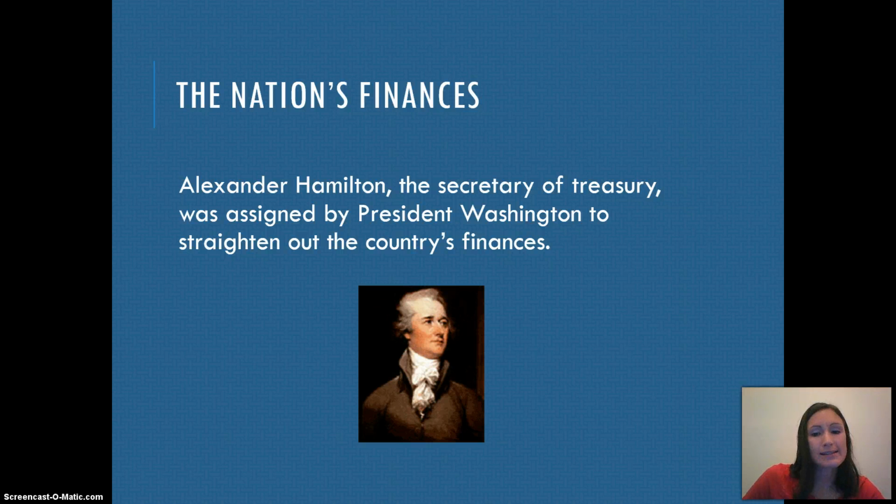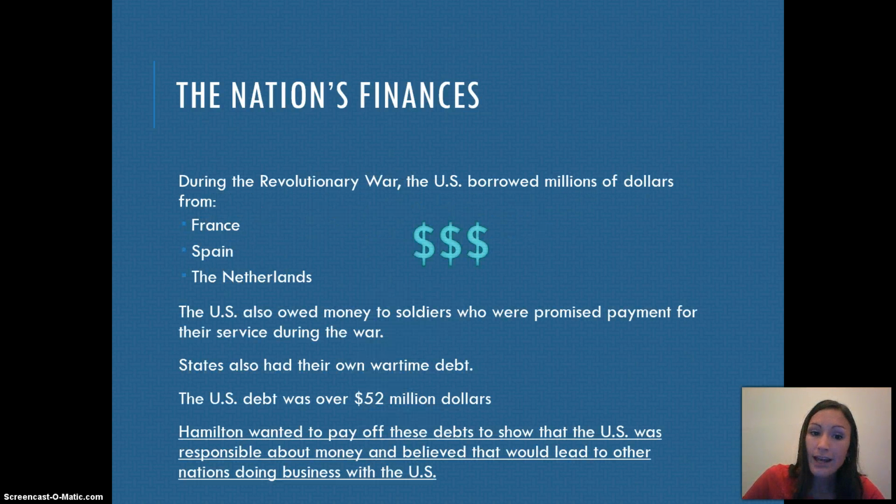So Alexander Hamilton, the Secretary of Treasury, was assigned by President Washington to straighten out the country's finances. Because of the Revolutionary War, we were in a ton of debt. We borrowed money from France, Spain, and the Netherlands. We owed soldiers money for serving in the military. States had their own debt too. Individual states borrowed money. So the U.S. debt was over $52 million.